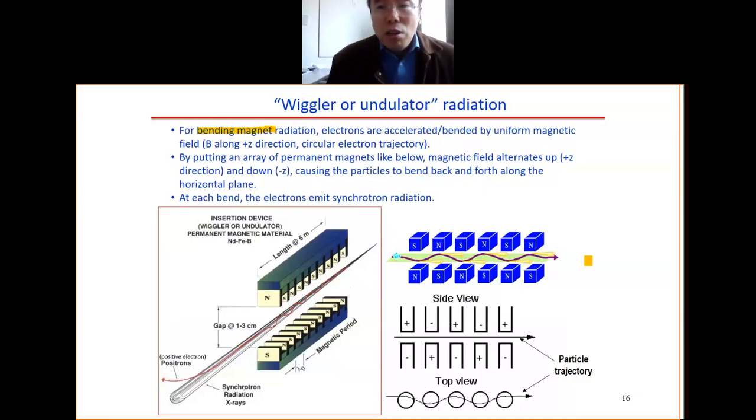I remember the difference between wiggler and undulator is that when those radiations interfere constructively, it is an undulator. You get much higher radiation with the undulator than with a normal bending magnet.